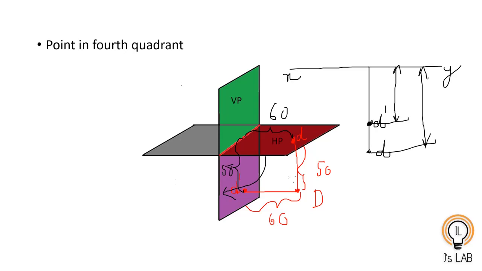So you will get the answer. Here it is exactly opposite to the second quadrant. In the second quadrant, both the front view and top view are above the XY line. Here the front view and top view are below the XY line. So that is the case.